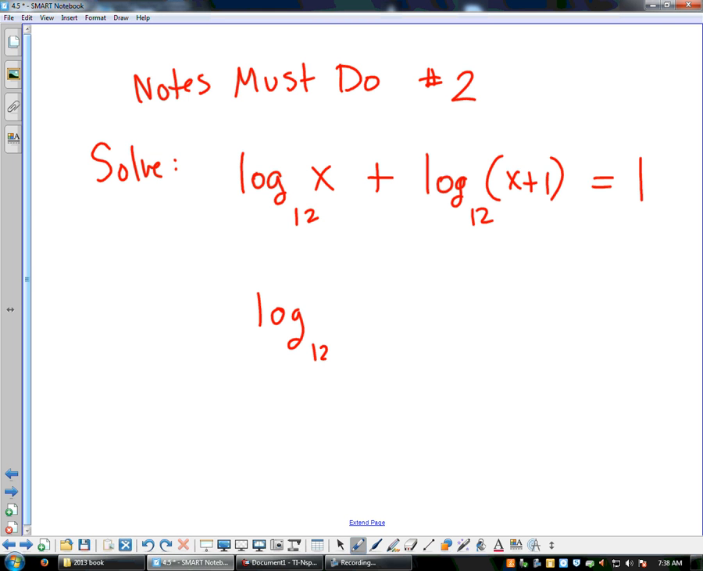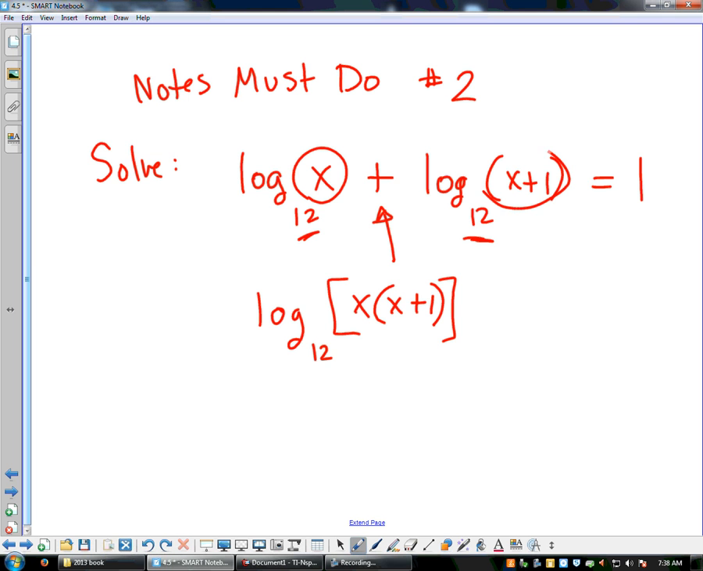is that you rewrite, since we've got two logs with the same base, and we have an addition sign here, we can write it as log to the base 12 of x times x plus 1, right? We're multiplying this times this. And then that has to equal 1. So that should get you started. That is in log form. So you're going to rewrite it in exponential form and then solve it like you know how to solve.